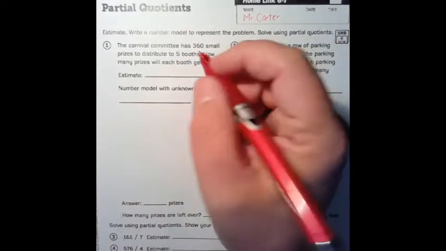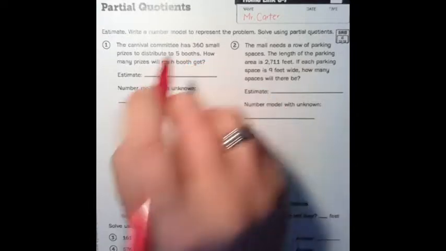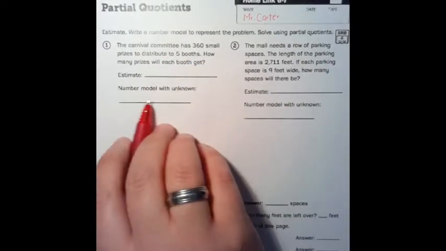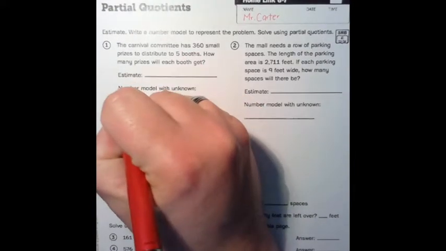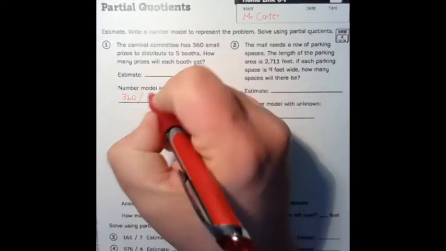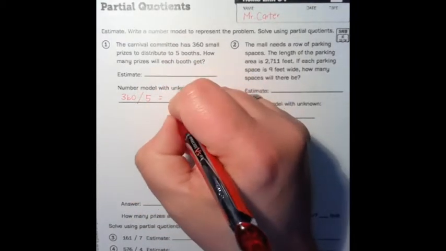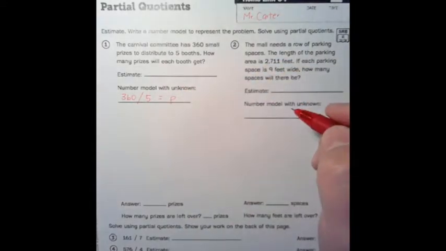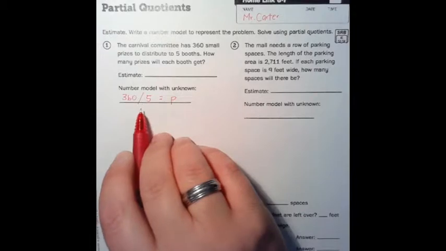So our estimate, they're asking us first, we'll figure that out in a minute. So let's go right to our number model with our unknown. So we know that we need to go 360 small prizes divided by 5 equals, and we could use P for our unknown.